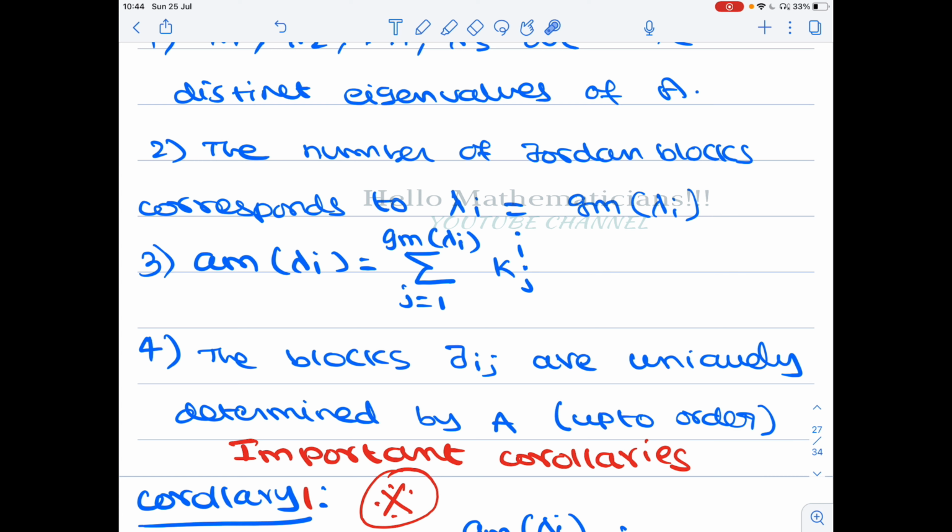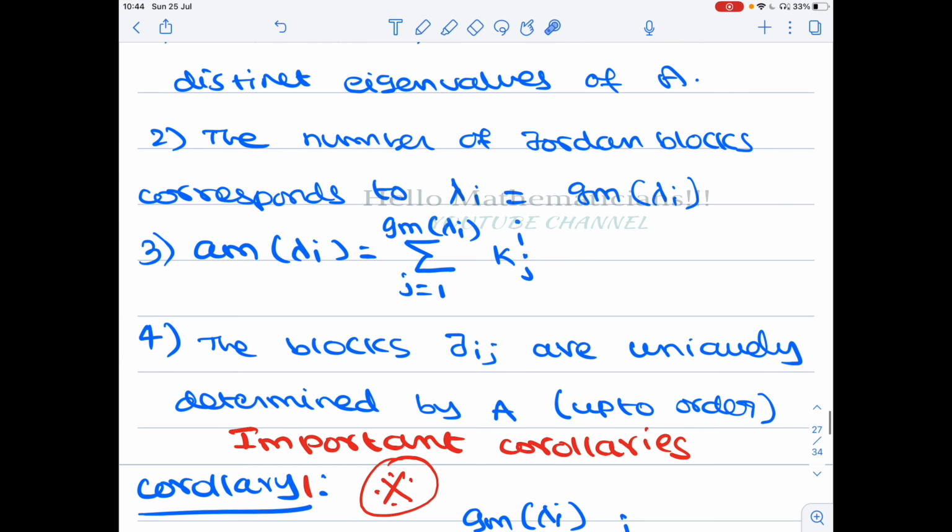These are important corollaries. When I made 3 videos on diagonalizable matrices, I didn't prove any results regarding matrix diagonalization. For example, if a matrix has distinct eigenvalues over R, it is diagonalizable over R. And a matrix is diagonalizable if and only if algebraic multiplicity equals geometric multiplicity.